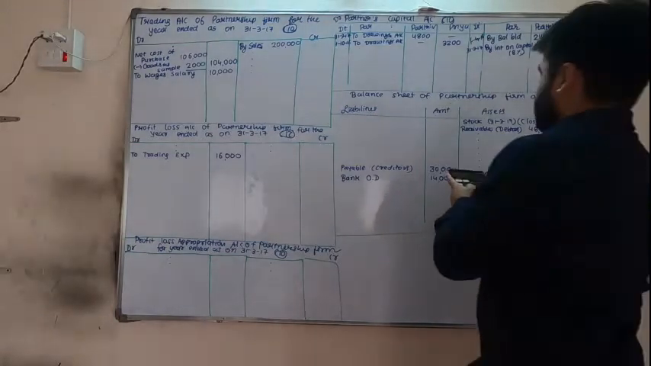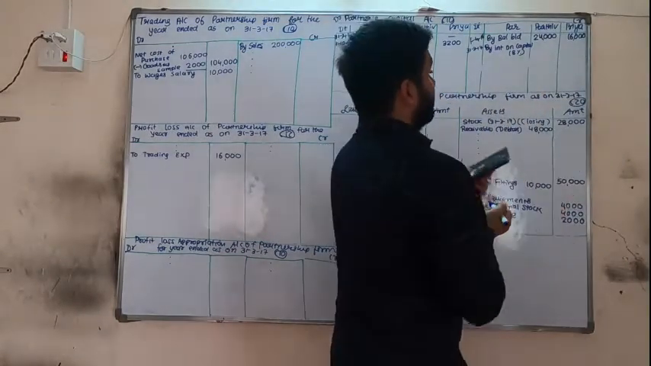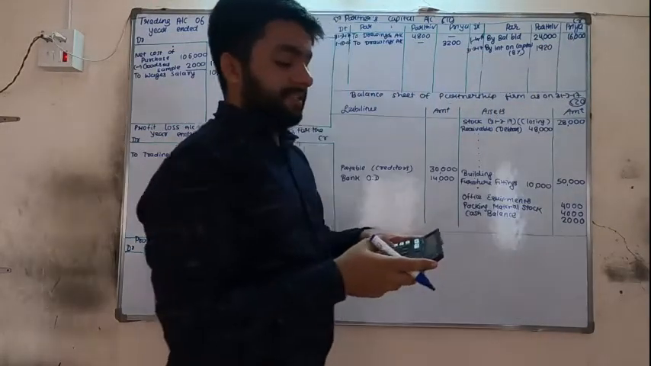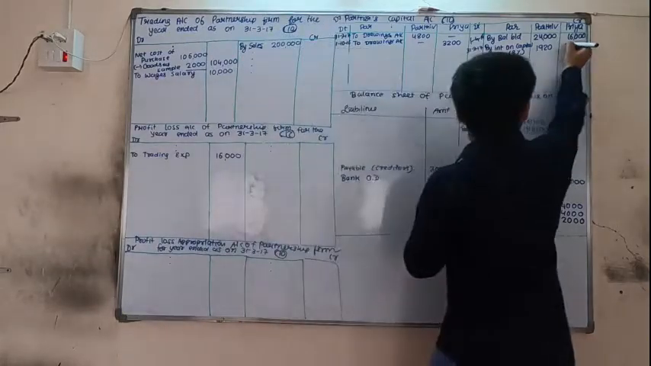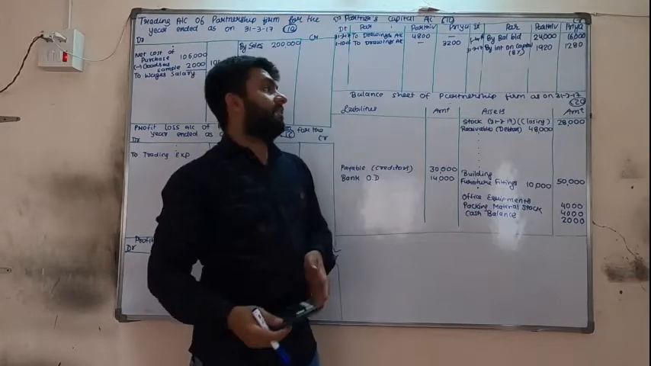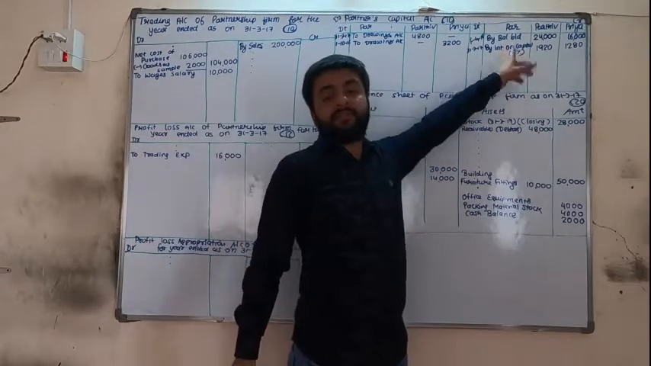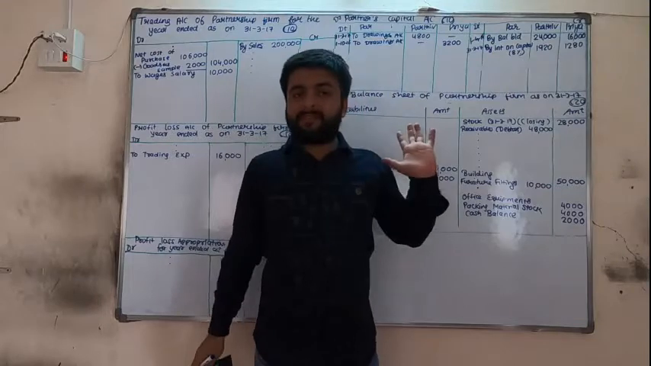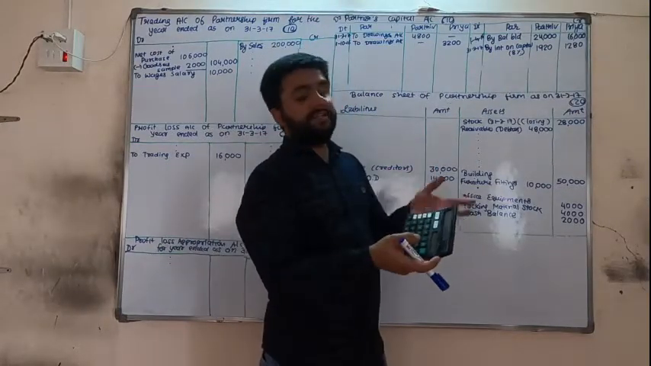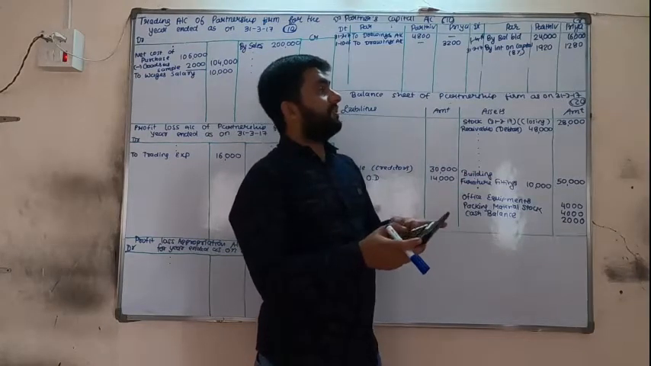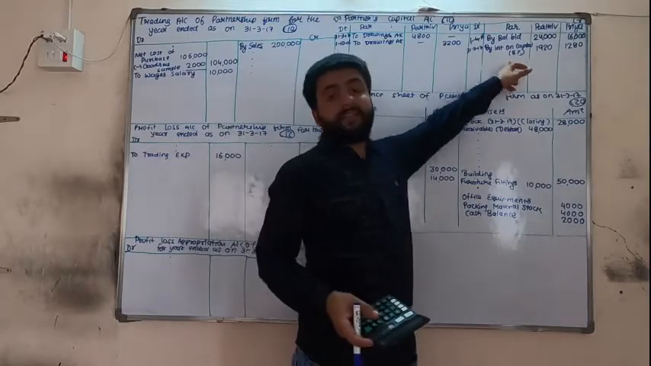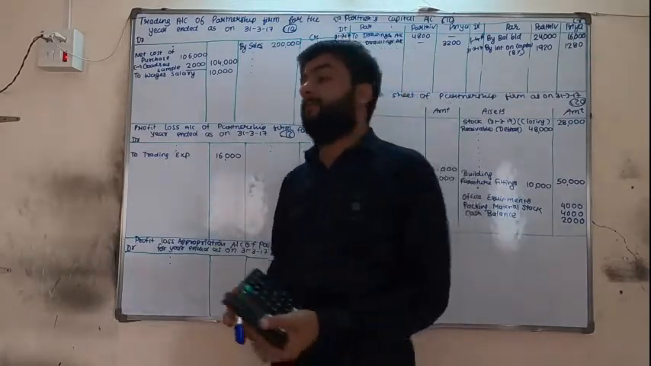So friends, 24,000 multiplied by 8% is 1920. And 16,000 multiplied by 8% is 1280. So interest on capital is simple. As capital is credit, interest on capital is also credit. No months are mentioned, so directly 24,000 is the first capital, take its 8%, so 1920. 16,000 is the second capital, its 8% is 1280. Here it is credited, so in the appropriation account it would be debited.